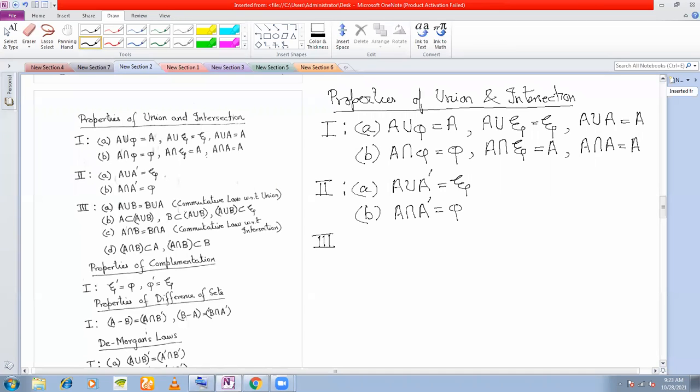Third, A union B is equal to B union A. This property is also called the commutative law.